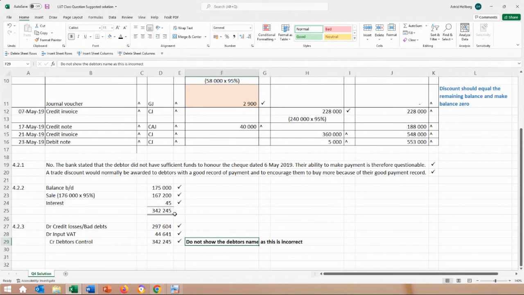Now, what is very important to note is please use debtors control. Do not use the debtor's name because that is not the general ledger account name. You will not get a mark if you put the debtor's name there. Okay, any questions on this? Do you guys have any questions?